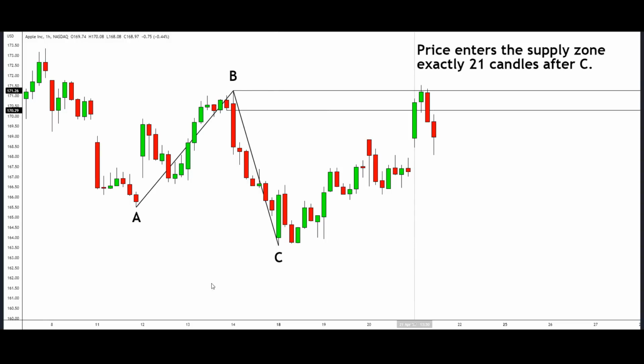In this chart, you can see how price comes back to the supply zone. The interesting thing here is that price enters the supply zone exactly 21 candles after the low C. 21 is a Fibonacci number. Notice also how price goes a little higher to test the upper limits of the supply zone, and then a dynamic frequency breakout happens, inducing a reversal to the downside.